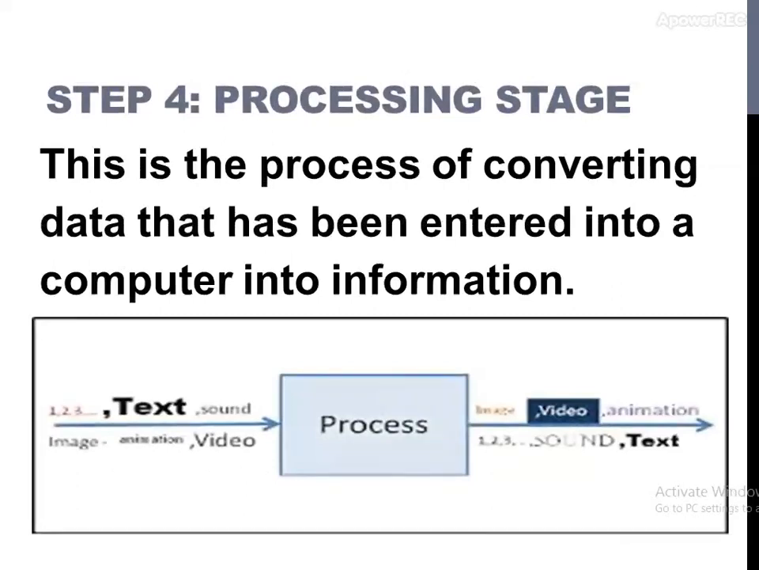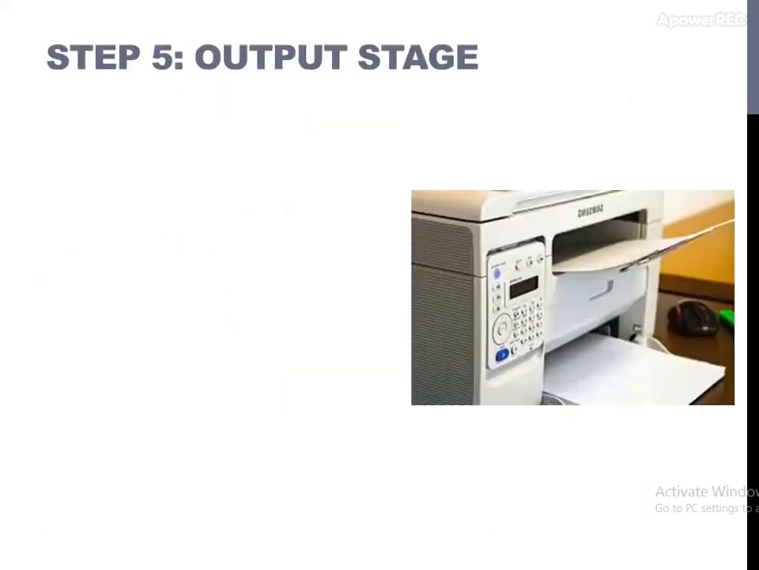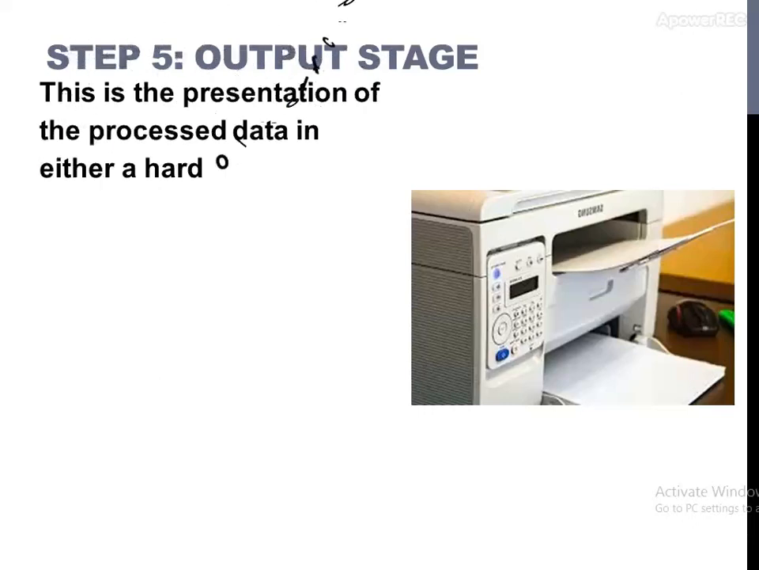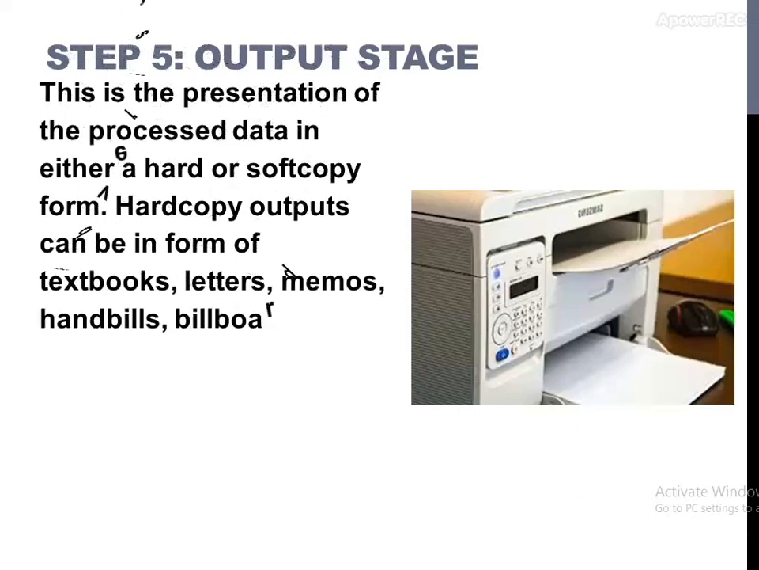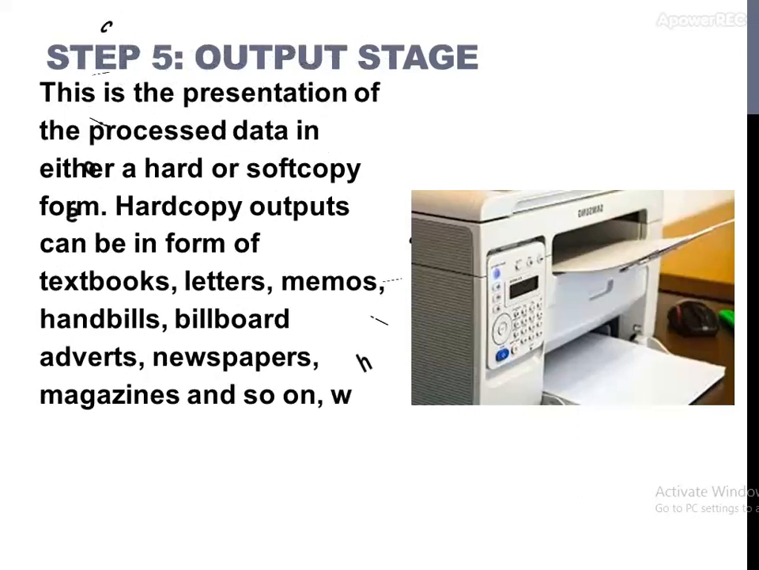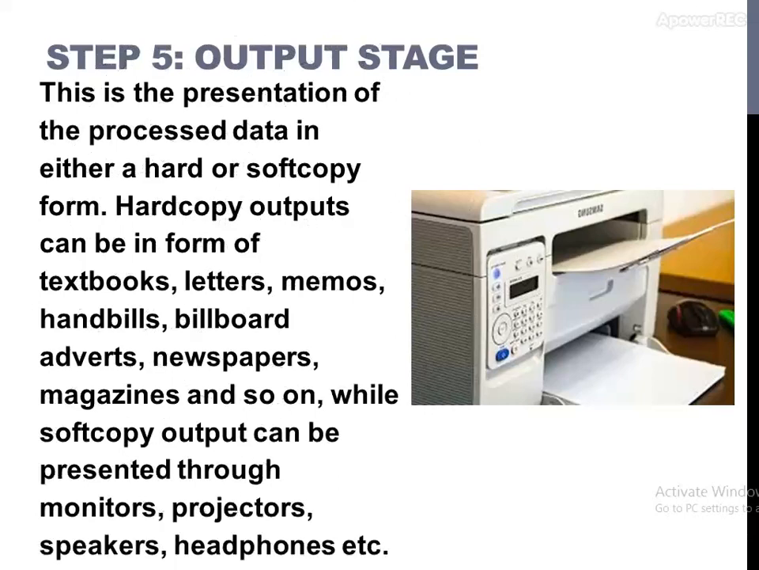At this stage, the data that you have entered into the computer system is converted into information, and this gives birth to the next stage called the output stage. At this stage, the processed data that has been converted into information is presented either in hard copy or soft copy form. Hard copy output can be in the form of text, books, letters, memos, handbills, billboard adverts, newspapers, magazines, and so on.